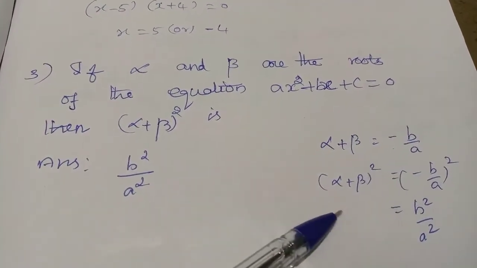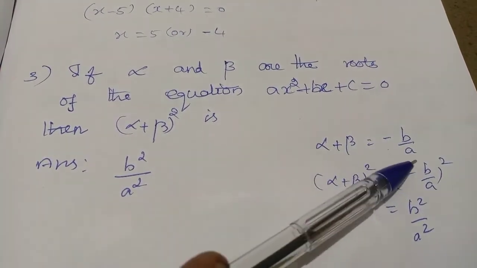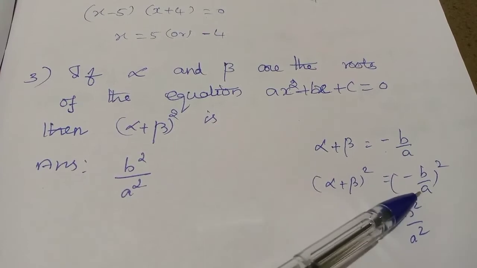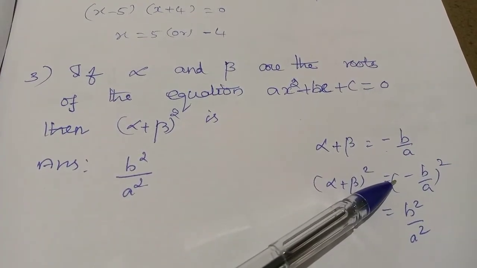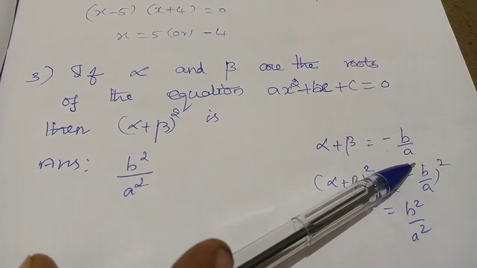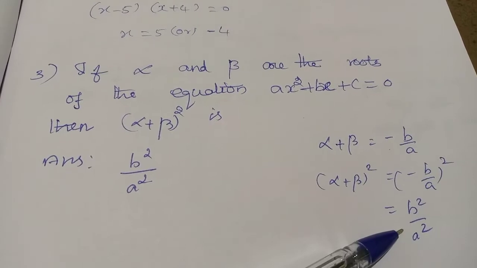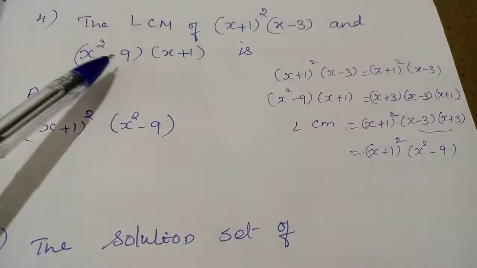So alpha plus beta the whole square, we have to square this value. So minus b by a the whole square. When we square, minus into minus becomes plus. b by a the whole square can be written as b square by a square. Okay, understood students? Next question number 4.